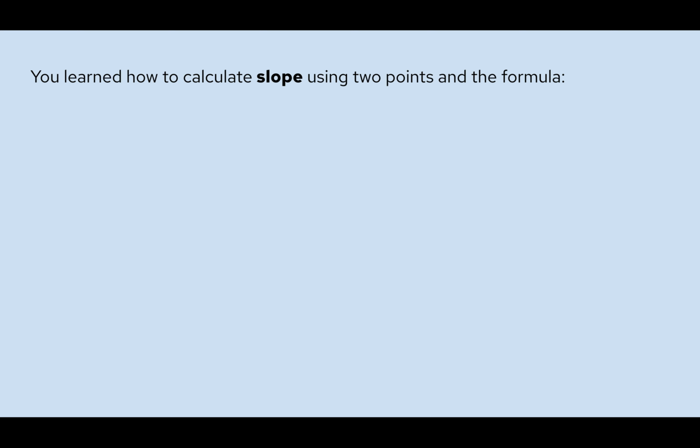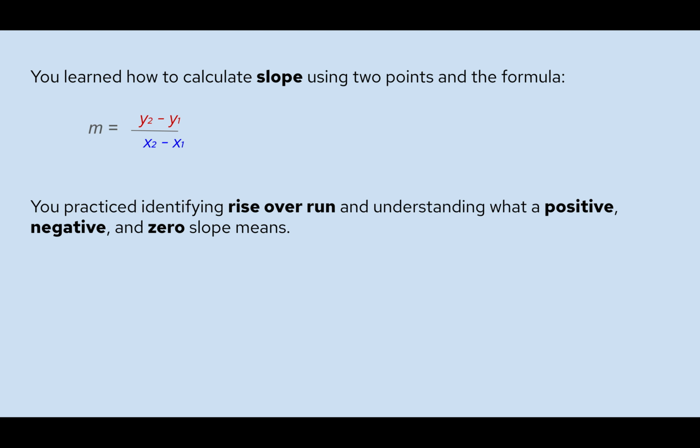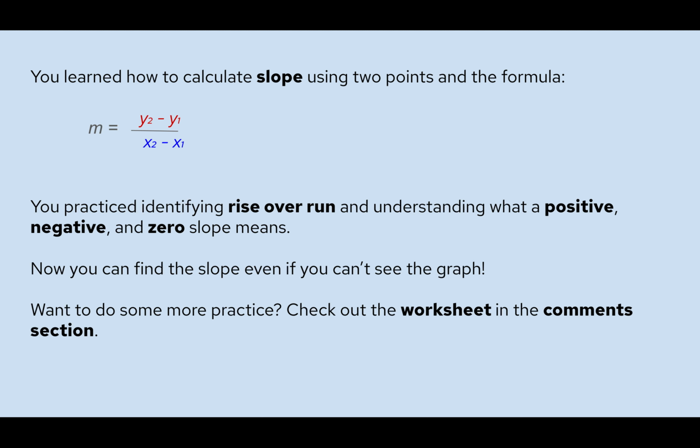So today you learned how to calculate slope using 2 points and the formula where m, meaning slope, equals the change in y over the change in x. You could do y sub 2 minus y sub 1 over x sub 2 minus x sub 1. But remember, you could also do y sub 1 minus y sub 2 divided by x sub 1 minus x sub 2. You practiced identifying rise over run and understanding what a positive, negative, and zero slope means. And now you can find the slope even if you can't see the graph.